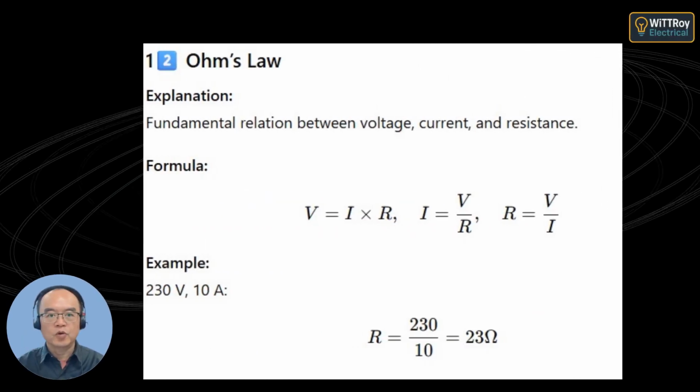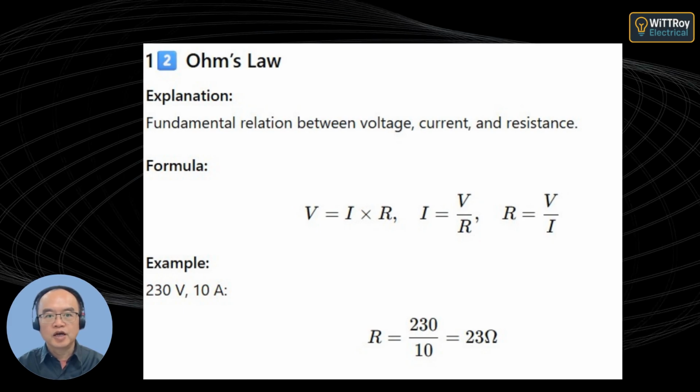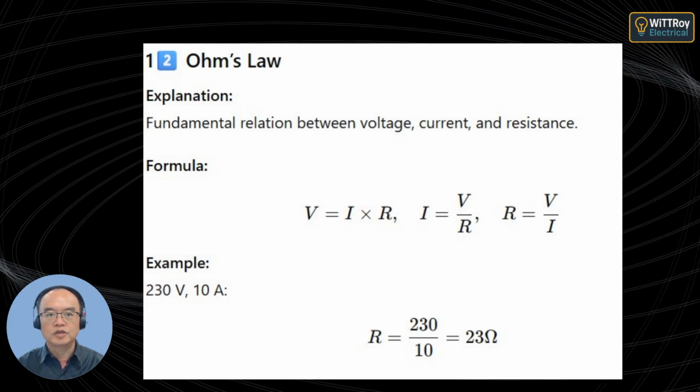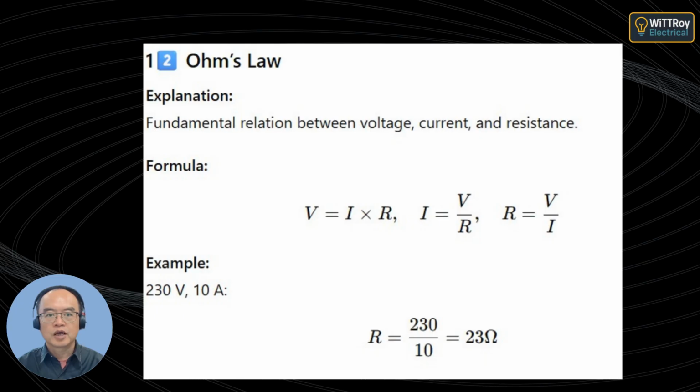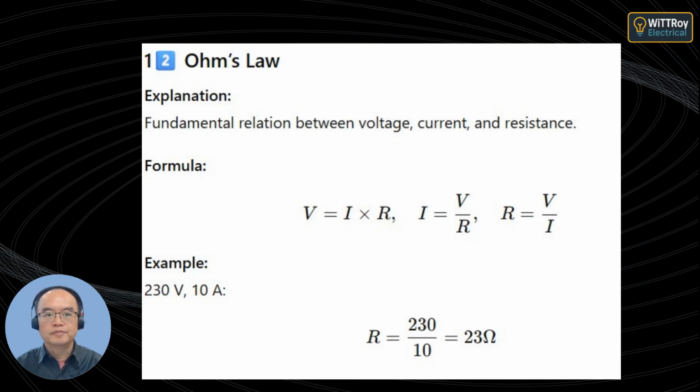Ohm's law is the base of all calculations, V equals I times R. If voltage is 230 and current is 10 amperes, resistance is 23 ohms. Always check this relationship. It appears in almost every exam.